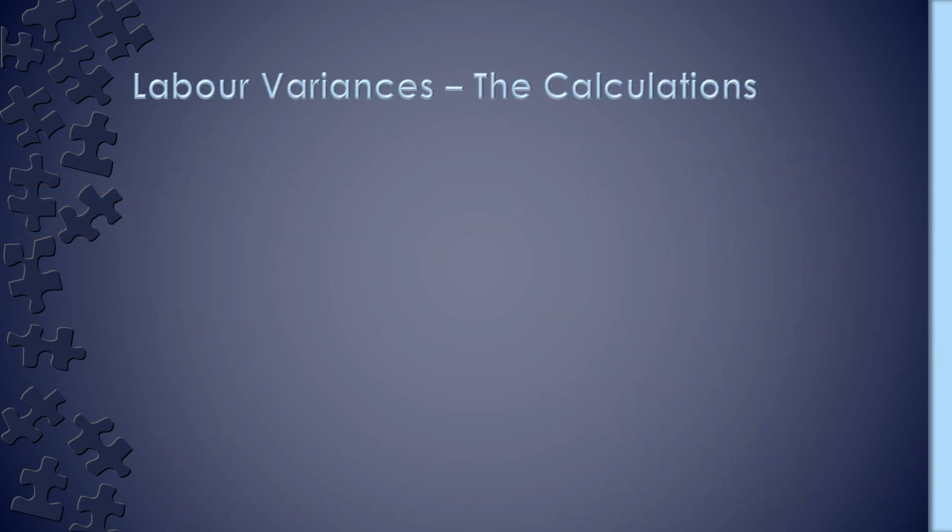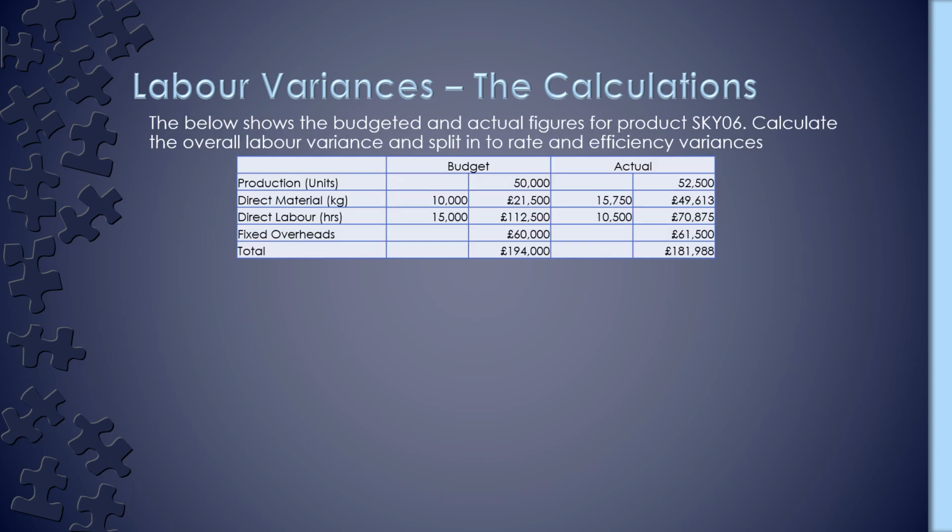So now let's take a look at our labour variances and the calculations you need. Again, here's the question and our standard costs. Let's bring those up again. We're going to start off by working out our overall variance just over at the side here, and then we know that we're going to be balancing back to this figure once we've worked out our labour rate and efficiency variances.